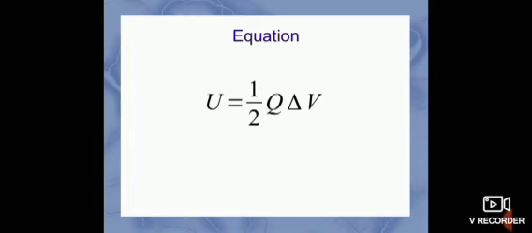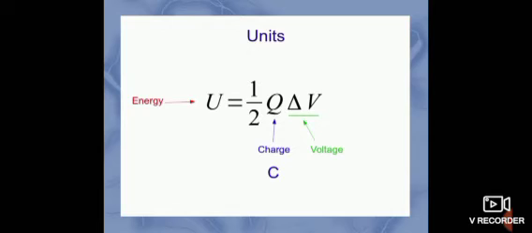equation half Q del V, where U is the energy stored in the capacitor, Q is the charge on the plates, and del V is the potential difference between the two plates. Therefore, U equals half Q del V. Otherwise, it is also called half CV squared. You know Q equals CV. Therefore, the formula for U is equal to half CV squared.